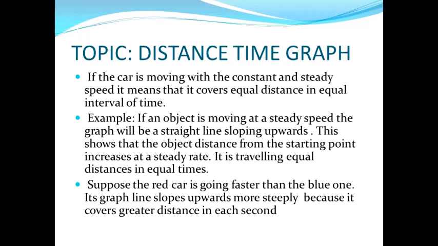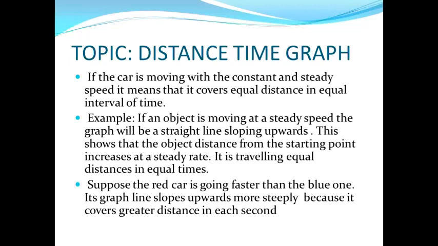I am now reading the first statement. If the car is moving with a constant and steady speed, it means that it covers equal distance in equal intervals of time. This statement is very simple regarding the distance-time graph. If any object or a car is moving with a constant speed, it means that it covers equal distance in equal intervals of time. With an example, I will explain it.